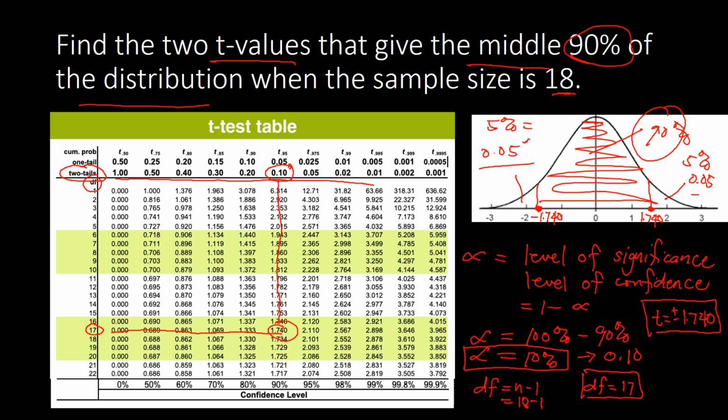So first, we need to know our level of significance. If the level of confidence is given, then you can make use of this relationship in which your level of significance will just be equal to 1 minus the level of confidence. Or if you wanted to look for the level of confidence, then you have 1 minus the level of significance.